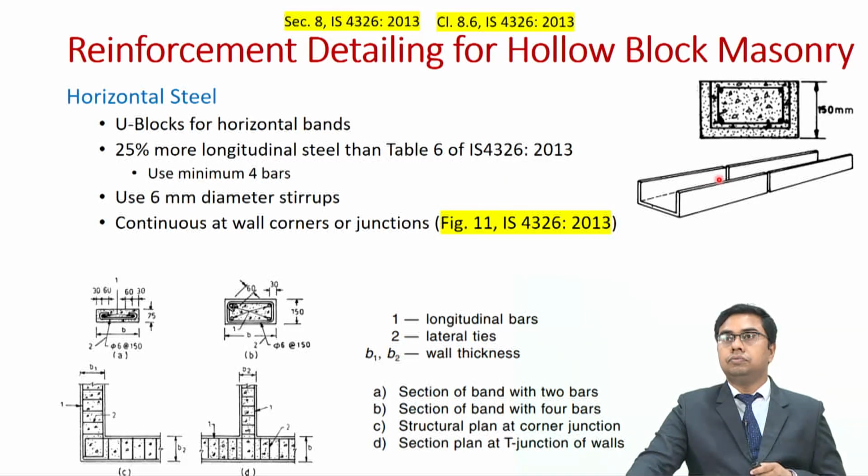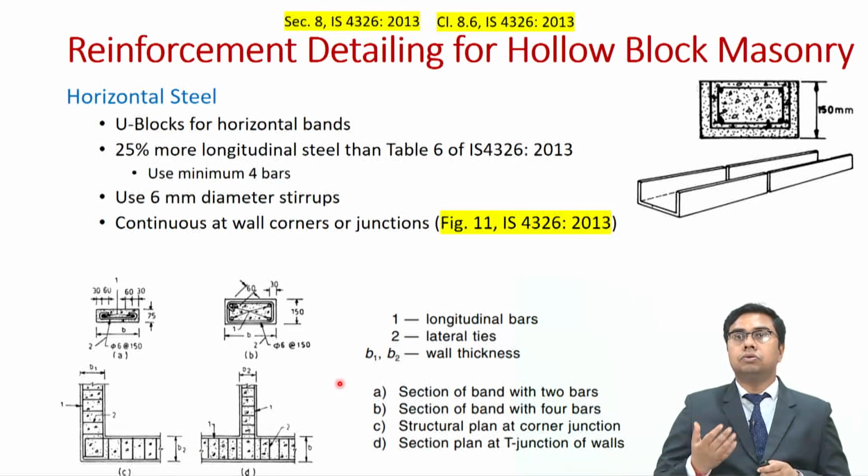Then in this case we shall also use 6 mm dia stirrups to hold those bars in place, and this U block shall be continuous at wall corners or junctions. So this is shown in figure 11. I have shown the continuity of that over here. As you can see, horizontal bands are usually built continuous, and the reinforcement of the horizontal band is also continuous.